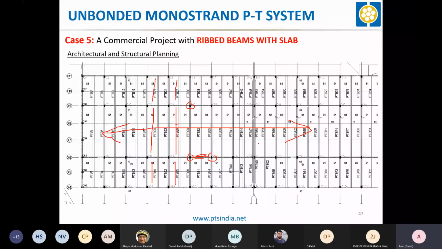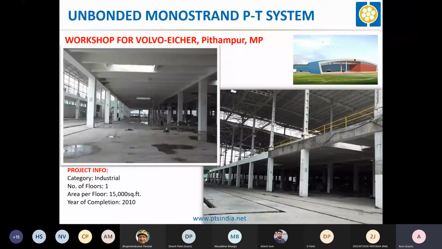So this is the photograph of the same project. It is nothing but the workshop for Volvo Eicher in Pithampur in MP, in GIDC over there. It has been completed in 2010, and this is the floor. This part is the PT floor. Then there is a roof. The roof is lighter, but this floor was designed for heavy load, because the trucks and locomotive kind of assemblies were being assembled on this particular floor.